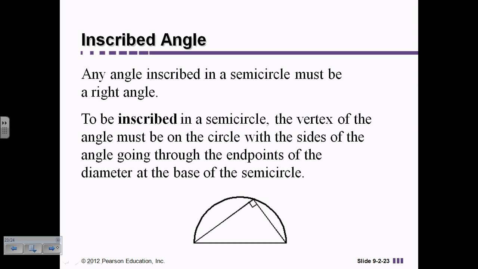Now what we have here is what we call an inscribed angle. When you think of inscribed, you think of something inside. So inscribed means an angle that is inside the circle. And when it is inscribed, it touches the circle. So here's my angle right here. You'll notice that it is inscribed. It is inside the circle, in this case half of a circle. The sides of the angle touch the circle twice, and the vertex of the angle is on the circle.